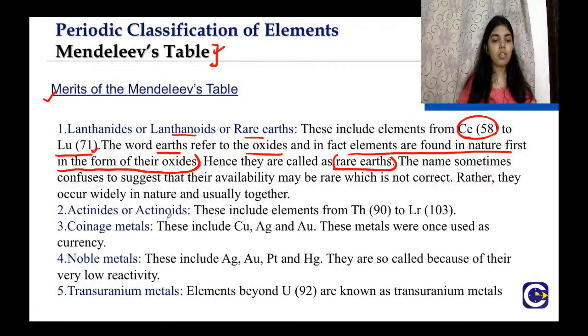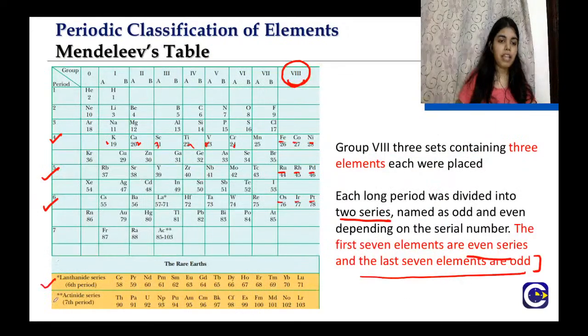Actinides, also known as actinoids, are from thorium to Lr, that is from atomic number 90 to atomic number 103. This also you have to remember: lanthanides are 58 to 71 and actinides are 90 to 103, which are placed separately in the periodic table. Here if you see, this is the lanthanide, this is the actinide, 58 to 71, here 90 to 103, right? They are placed separately because they have different properties from those of the same group.